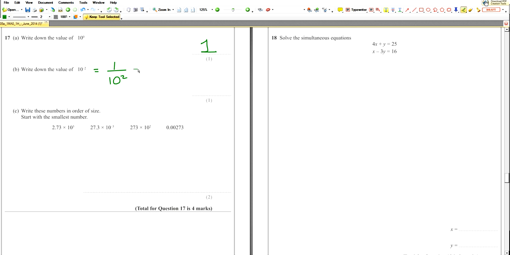Okay, now, what's 1 over 10 squared? That's the same as saying 1 over 100, because 10 squared is 100. So we can leave the answer like that. That is perfectly fine mathematically. Or if you want to, you could write down 0.01. So I'll put that in brackets here as that's just the two ways that you can write that same answer. Both answers are perfectly acceptable in the mark scheme. It says write these numbers in order of size. Start with the smallest number.